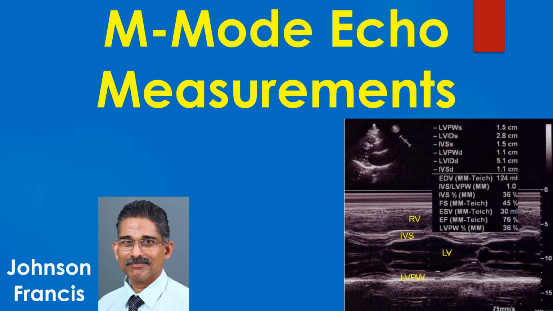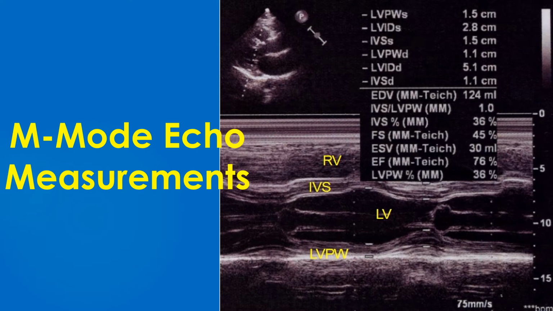M-mode echocardiography has good temporal resolution. Hence, measurements of the left ventricle are often taken with M-mode. End-diastolic and end-systolic volumes are estimated from these measurements. The stroke volume and ejection fraction are also calculated from these measurements.